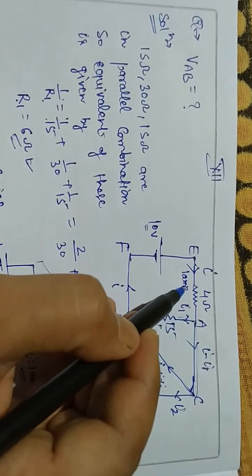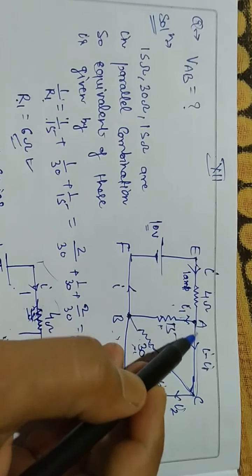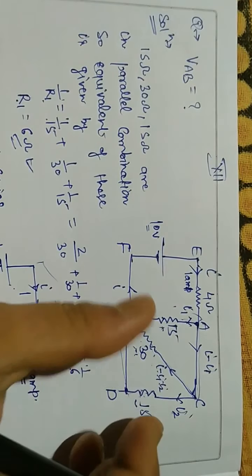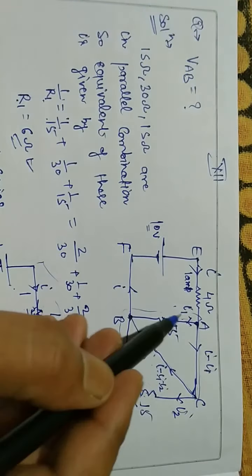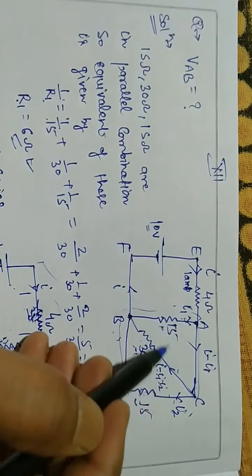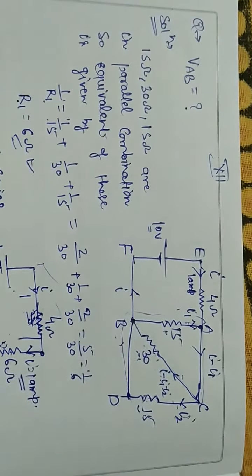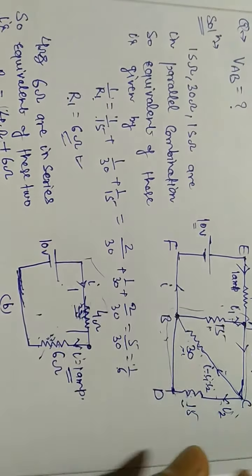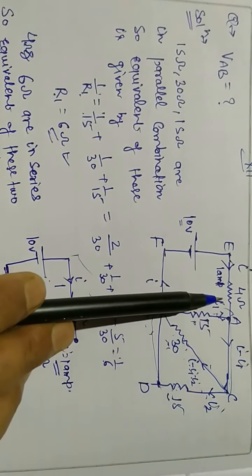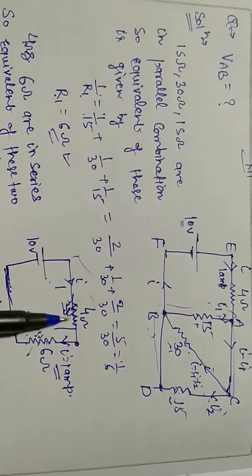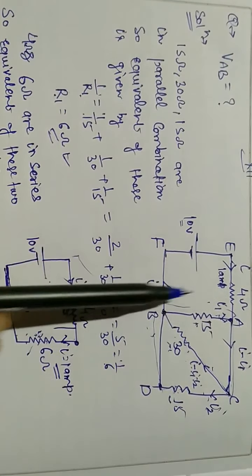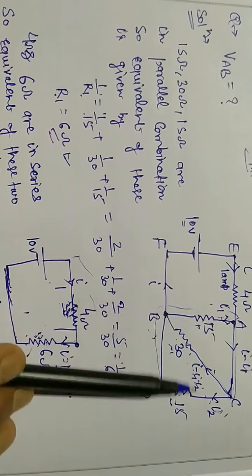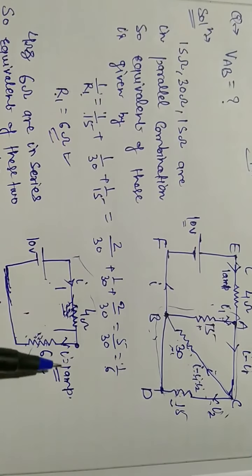Okay, now the combination of these three resistors is 6 ohm. If we take only one resistor of 6 ohm in place of these three, the current in that resistor remains the same as in 4 ohm. You can see here in this 4 ohm and in this 4 ohm the current is 1 ampere. If you take only one resistor of 6 ohm in place of these three, the current will be the same, 1 ampere.